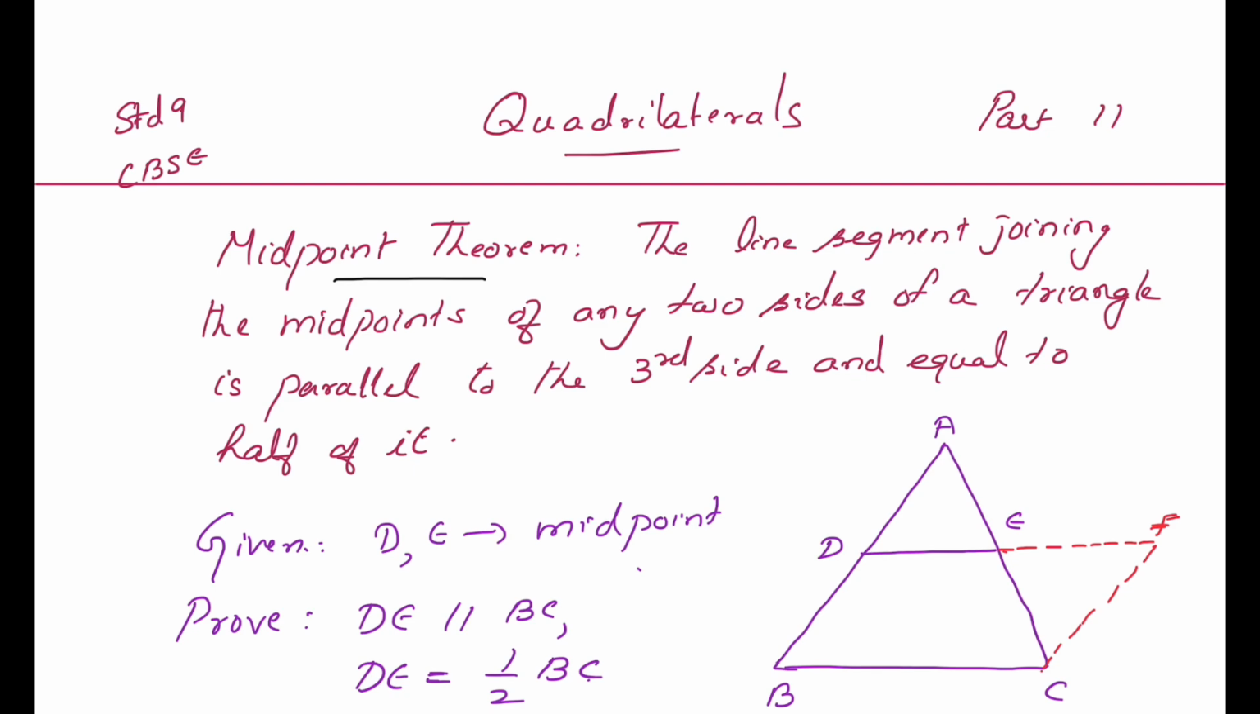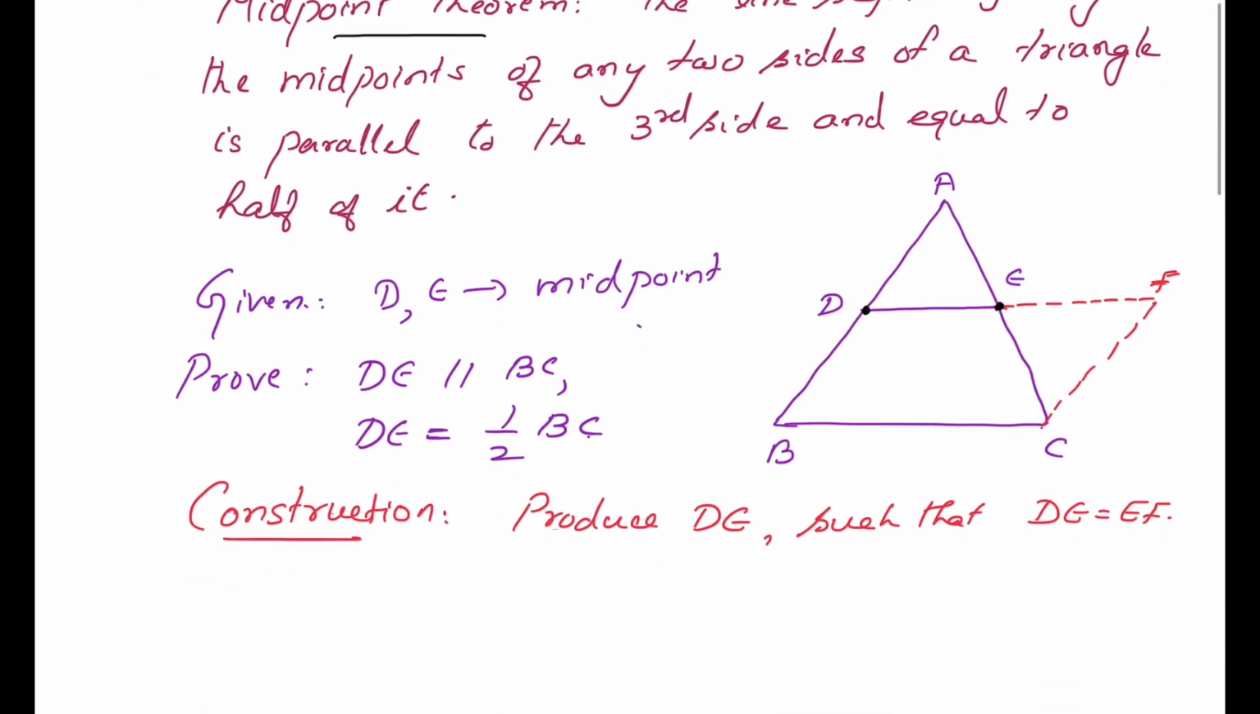related to the theorem. The theorem says the line segment joining the midpoints of any two sides of a triangle is parallel to the third side and equal to half of it. That means D and E are the midpoints of the sides of the triangle. Then DE will be parallel to BC and DE will be half of BC. So, we will prove that theorem. The proof is also important.